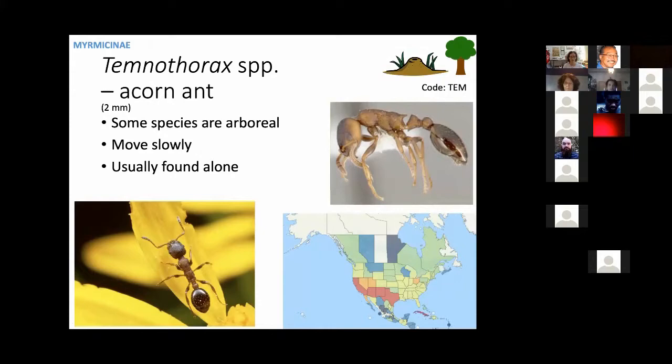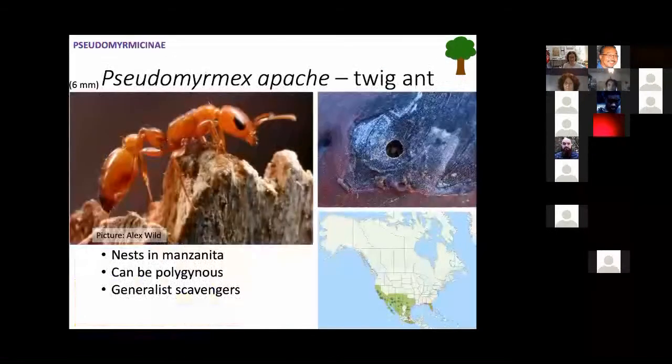So you'll see them on ferns and low vegetation. You'll see them on oaks in different places like that. And they usually just don't move. And you'll see one or a couple of them. You never see more than that. Very cool ants and really tiny.